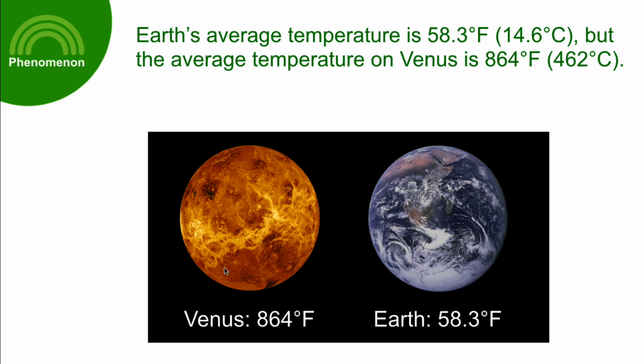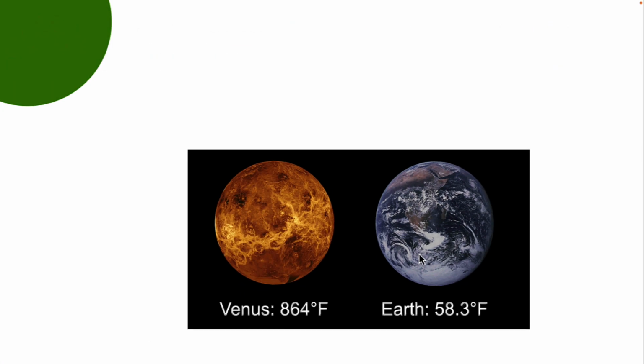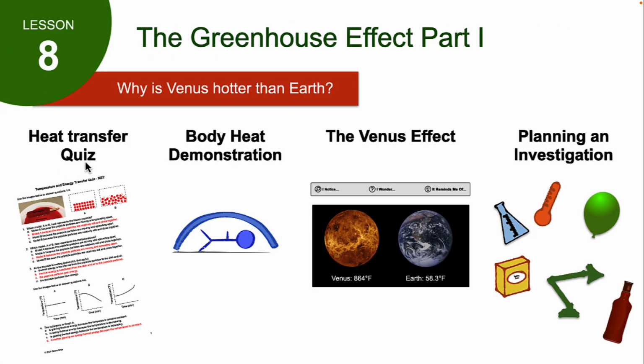The phenomenon that we're going to explain in this section of lessons is the remarkable temperature difference between Venus and the Earth. We begin Lesson 8 with a written quiz on heat transfer, and we then apply our understanding of heat transfer in a demonstration with our bodies, covering students up with a warm blanket. What do they feel? What causes it to be so cozy?